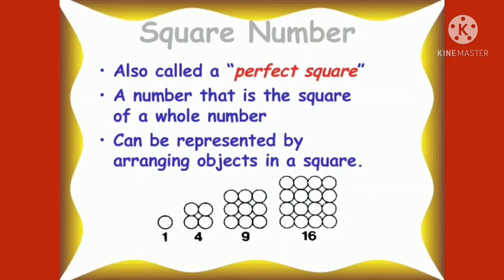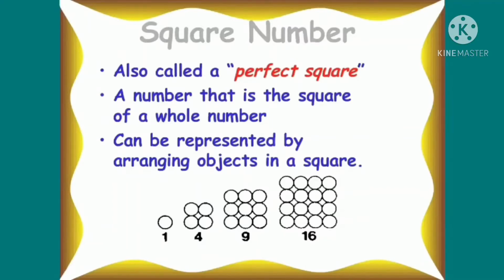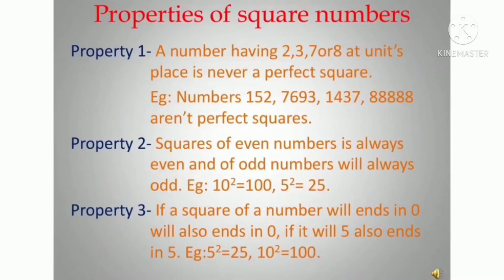Dear all, you know that square numbers are also called perfect squares. A number that is the square of a whole number can be represented by arranging objects in a square. Like here, 4, 9, 16, all these numbers can be represented in the shape of a square. Now tell, why are these numbers called perfect squares? Yes, 81 can be written as 9 into 9, 100 can be written as 10 into 10, 64 can be written as 8 into 8. So that's why these numbers are perfect squares.